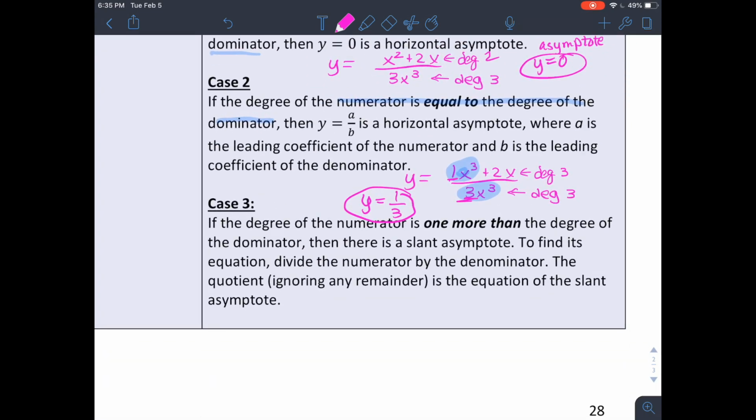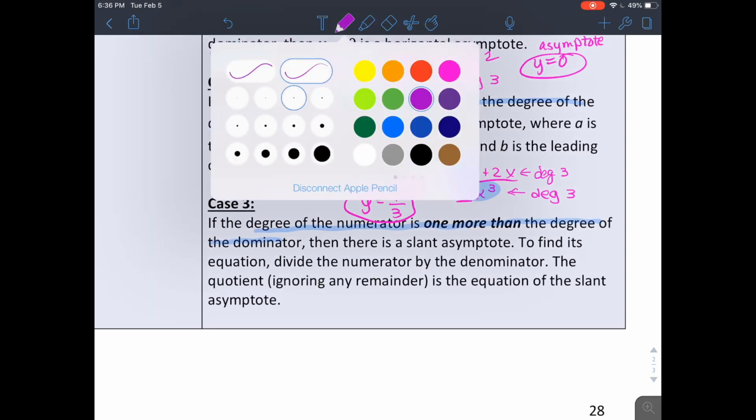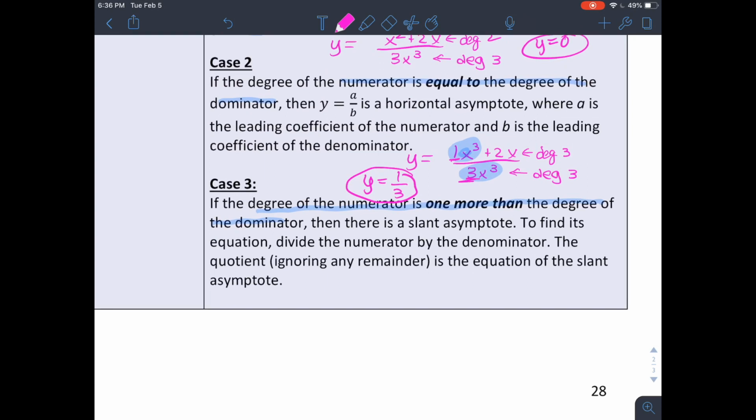The last case that gives you any asymptotes is the one that gives you a slant asymptote. If you compare your degrees, and the degree of the numerator is exactly 1 more than the degree of the denominator, that is what gives you a slant asymptote.